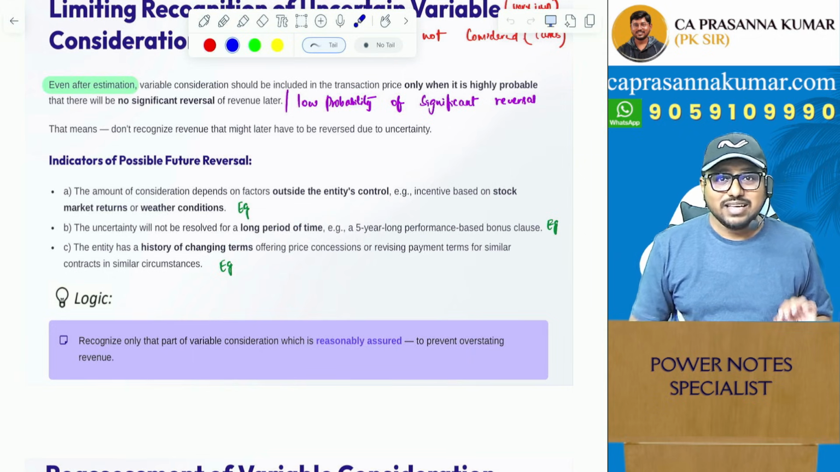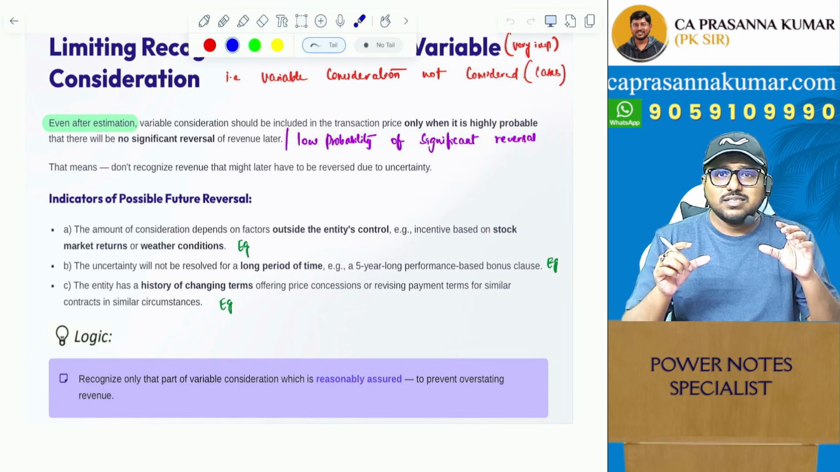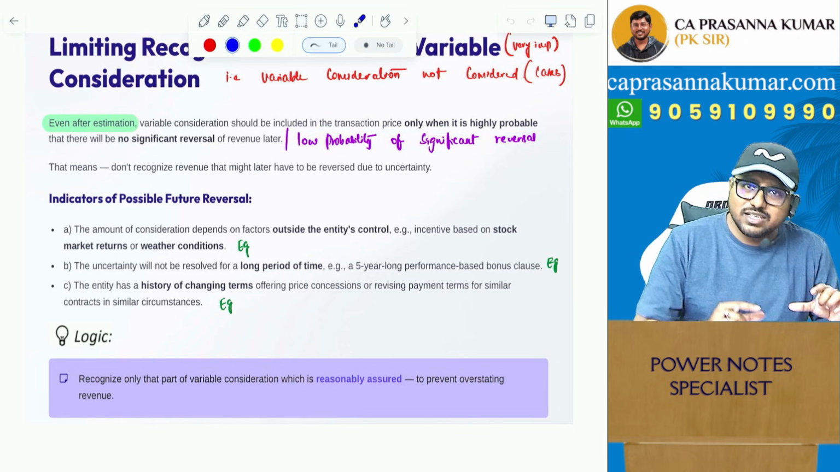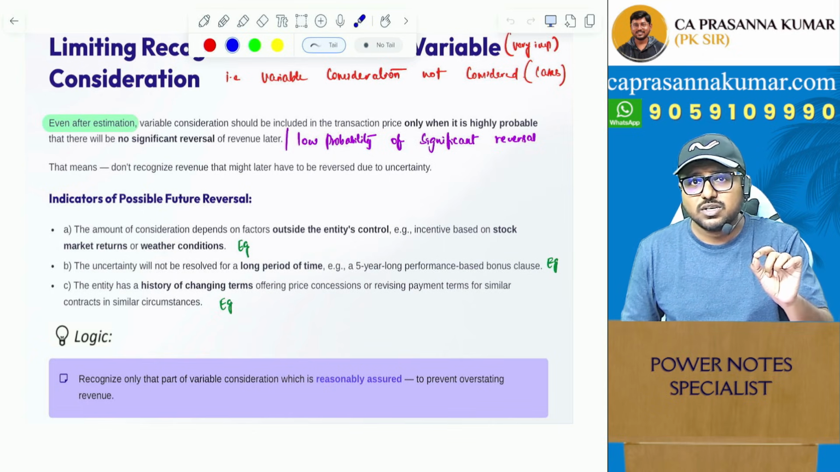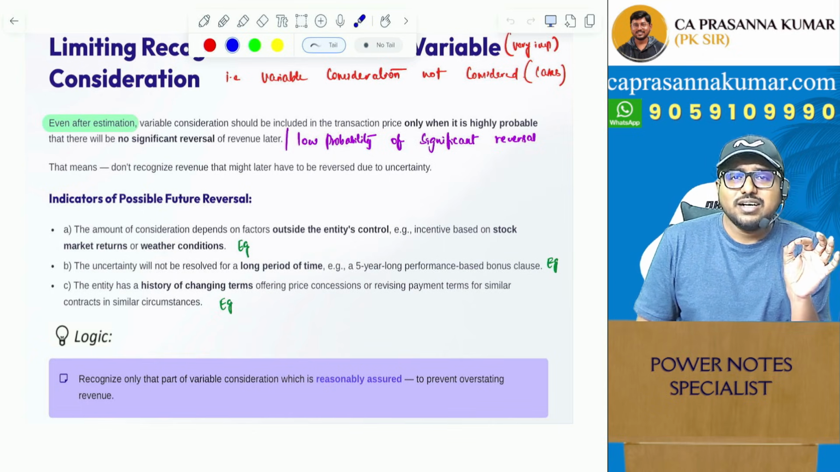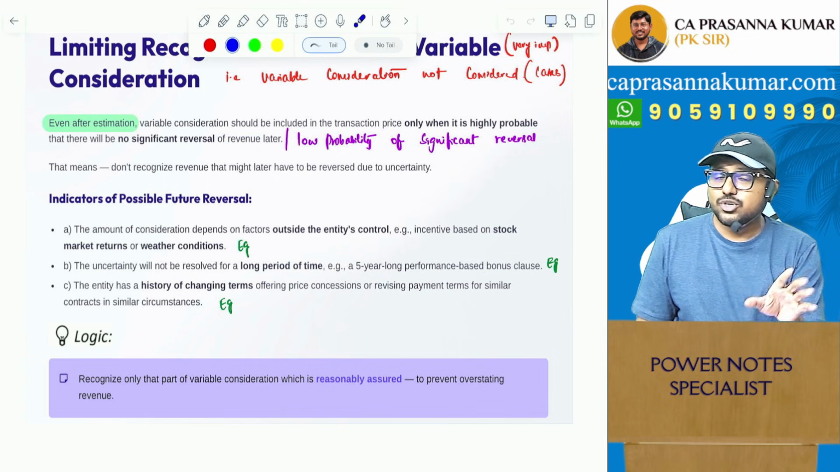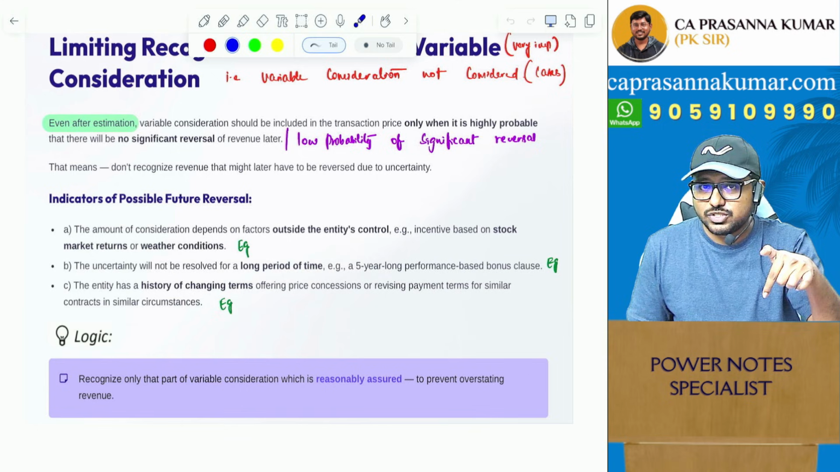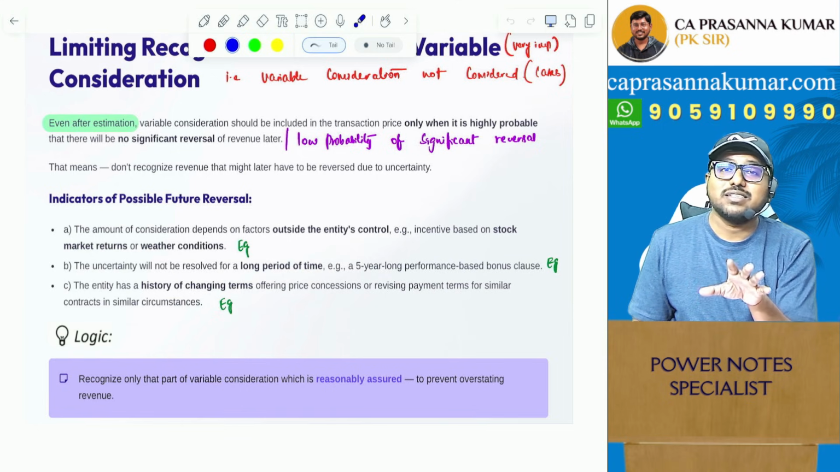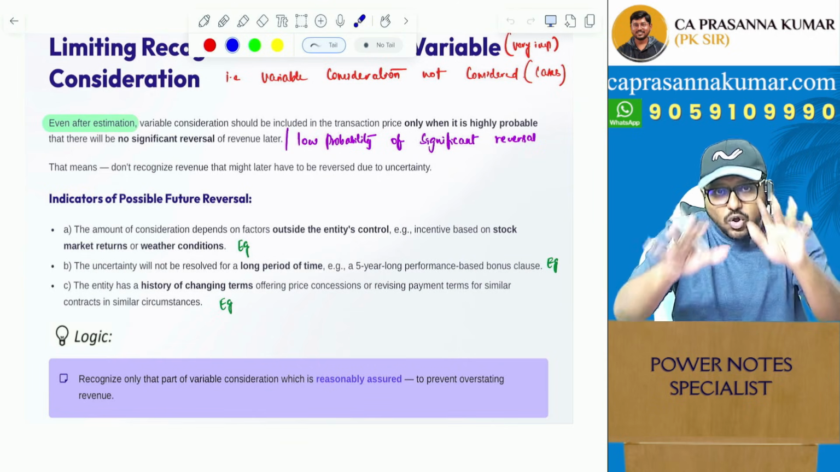But when you're writing the answer, you should exactly use these words only, because there are key sentences. You have to use them as they are while writing the answer. Then only you'll get marks while writing the ICA exam. So what is that sentence? There is a constraint condition for variable consideration where you recognize variable consideration to that extent in the transaction price, only to that extent where it is highly probable that significant reversal in future will not happen.